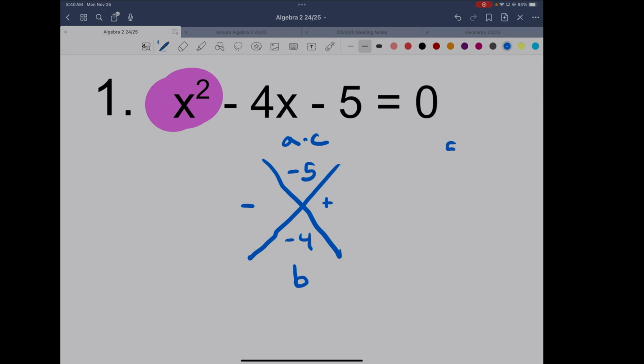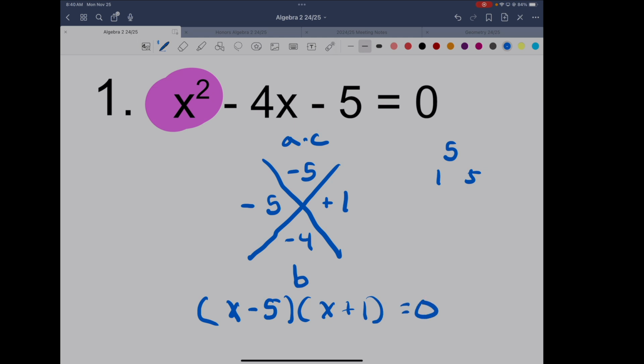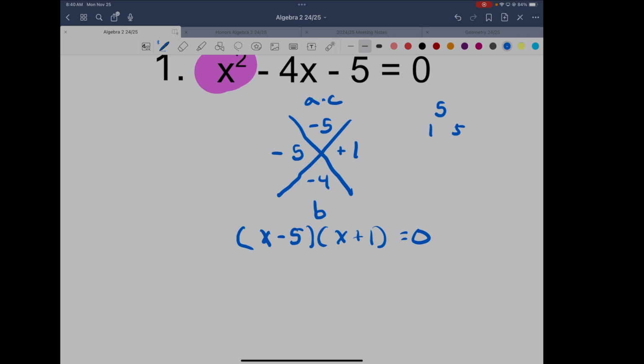So I need them to have a difference of 4, so 1 and 5. The 5 is negative, the 1 is positive. Negative 5 times 1 is negative 5. Negative 5 plus 1 is negative 4. So we write it in factored form, and I do want you to write it in factored form. Even though some of you will probably see what's going on, I want you to write it in factored form.